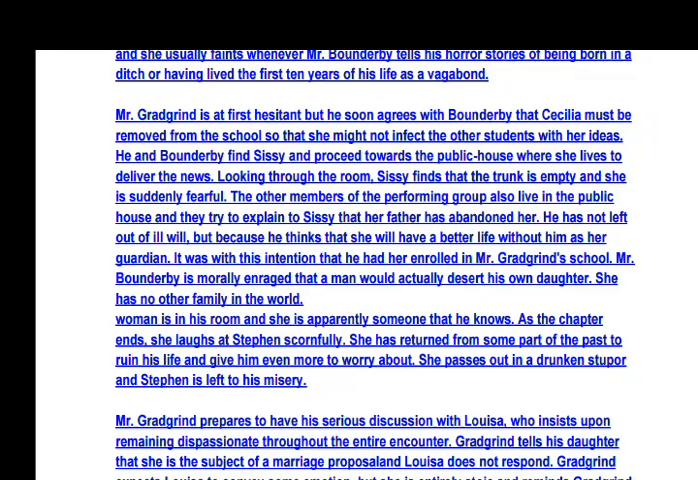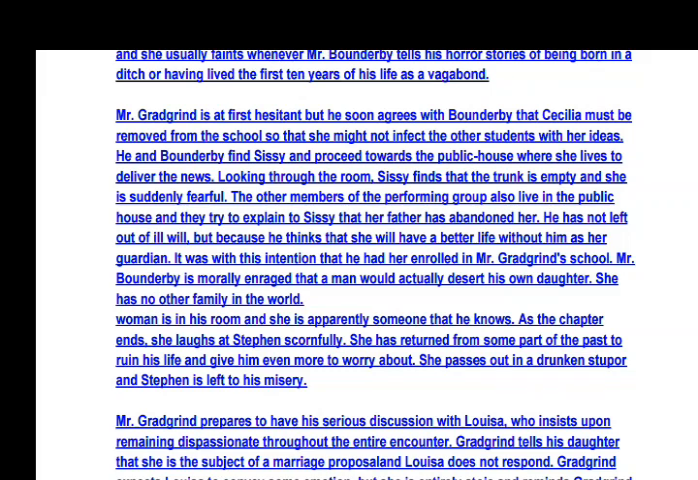The other members of the performing group also live in the public house, and they try to explain to Cecilia that her father has abandoned her. She has not left out of ill will, but because he thinks that she will have a better life without him, as her guardian.